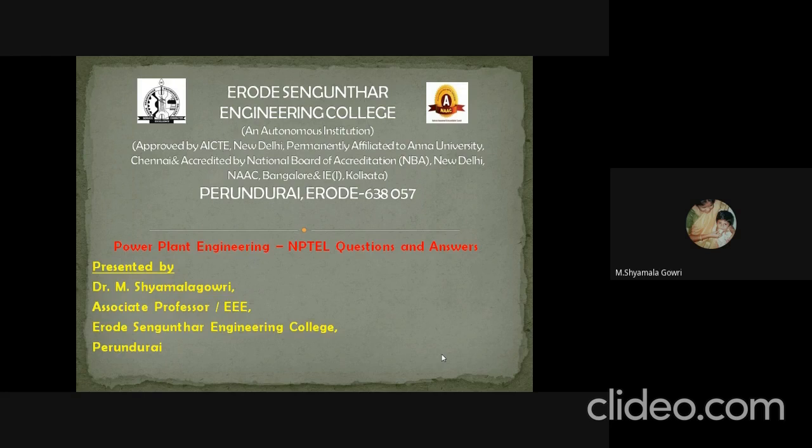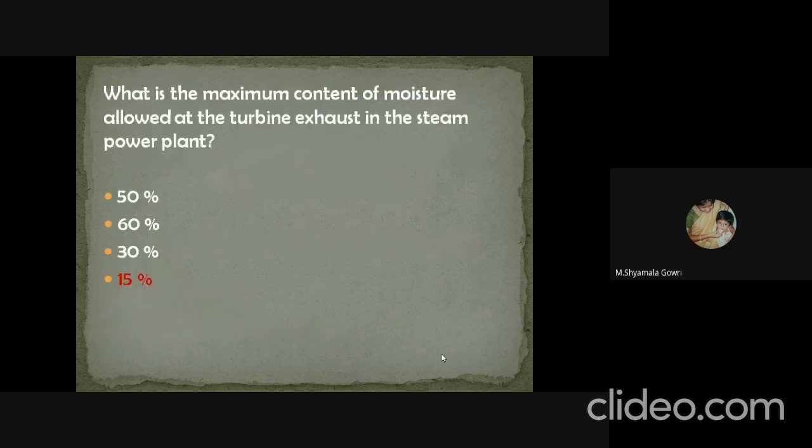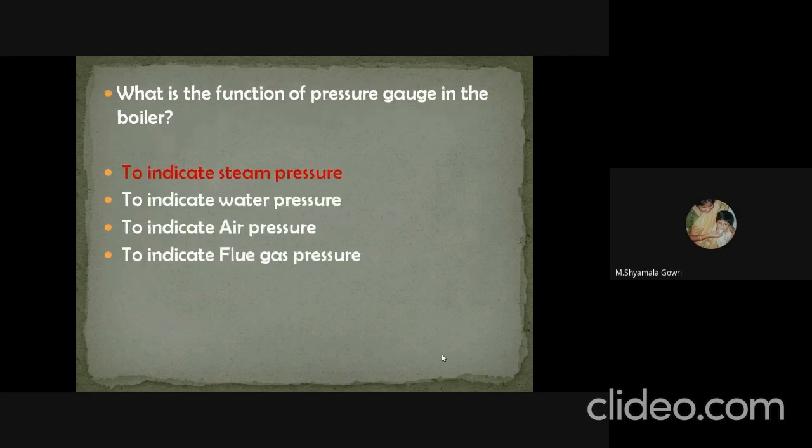In this video, we are going to discuss something about power plant engineering, NPTEL questions and answers. First question, what is the maximum content of moisture allowed at the turbine exhaust in the steam power plant? The maximum allowed moisture content is only 15%.